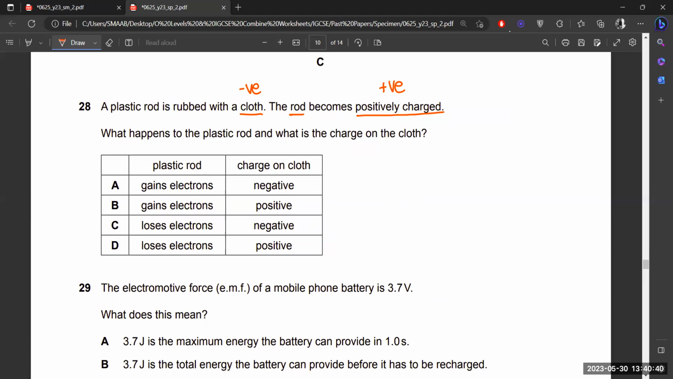So the charge on the cloth will be negative and the plastic rod loses electrons. So that is option C, because the option talks about the plastic rod and the charge on the cloth. The charge on the cloth is negative, the plastic rod loses electrons, and the cloth gains electrons. So C is the right choice.